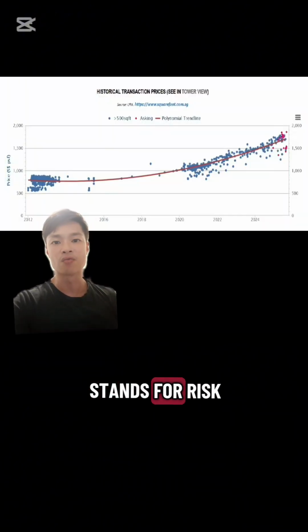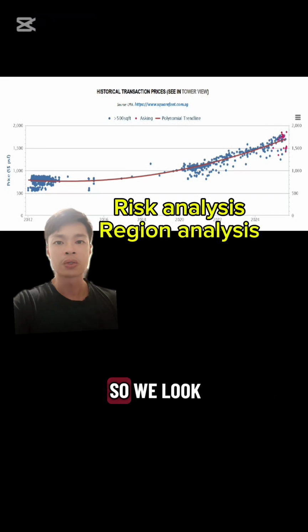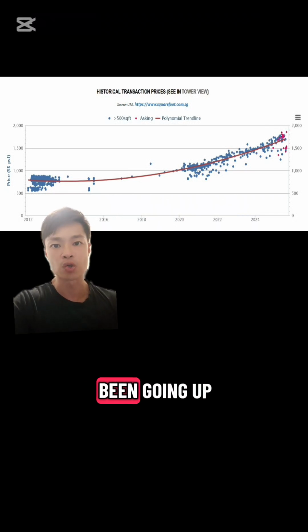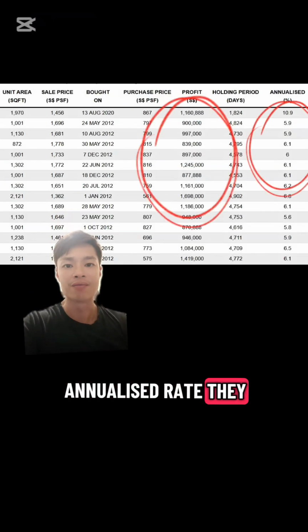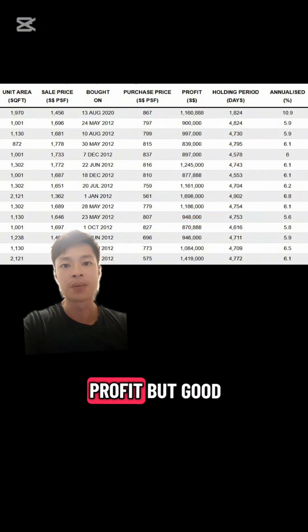Next, letter R stands for risk analysis and region analysis. So we look at the historical price trend, you can see that Trillion has been going up in prices. Next, when you look at the gross profit and the AGR, annualized rate, they are very healthy. They are making not just gross profit, but good net profit.